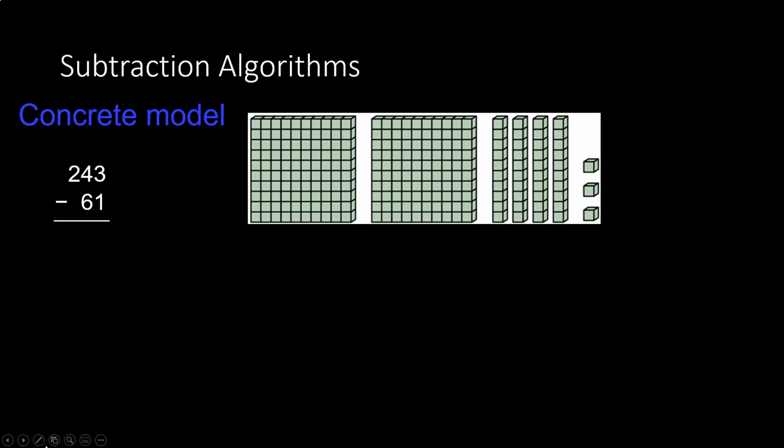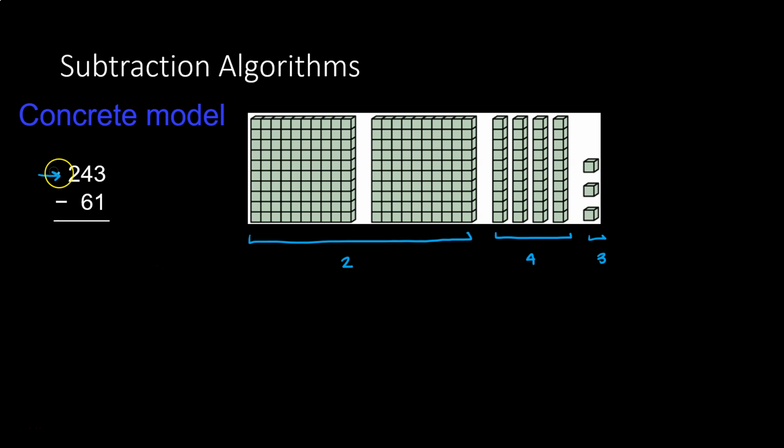First, we'll start with the concrete model. That's the model that uses the base 10 blocks. So if I wanted to represent the subtraction between the numbers 243 and 61, what I would first do is represent 243 using base 10 blocks. 2 flats to represent the 200, and then we would show 4 longs to represent the 4 in the tens place, and then 3 units to represent the 3 in the ones place.